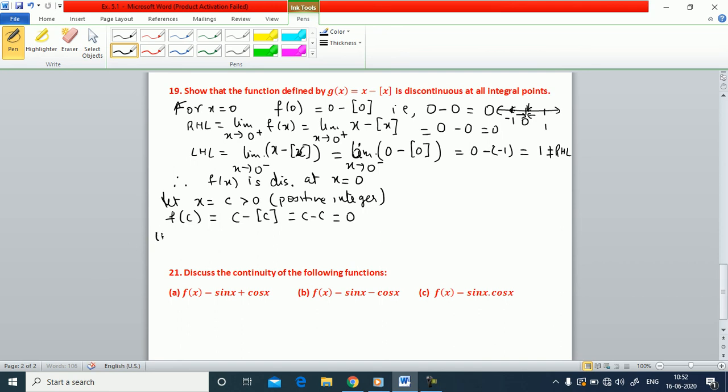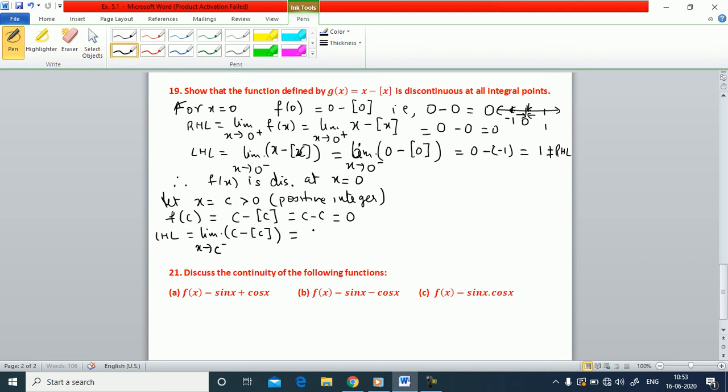Now I will check the left hand limit. I am purposely taking the left hand limit because in the upper part we could see that the value of the function at 0 and the left hand limit were not coming the same. The right hand limit and the value of the function at 0 were coming the same. So we'll try to compare these. On the left of c, x is approaching c from the left and the function is c minus the greatest integer function of c. So we need to check what it comes out to be.